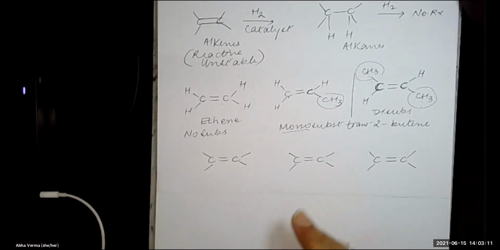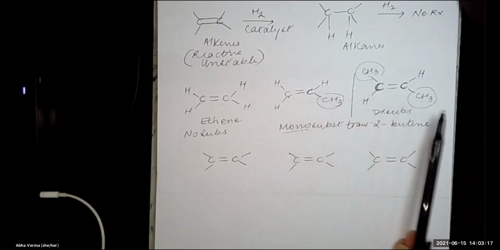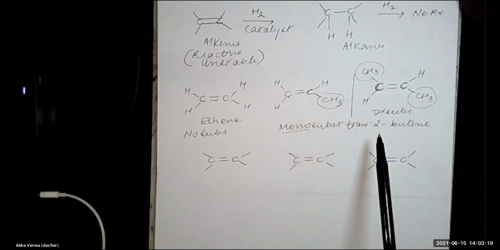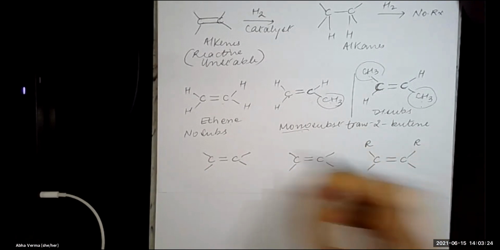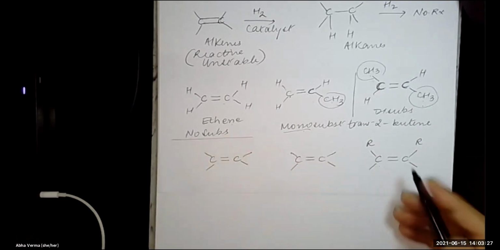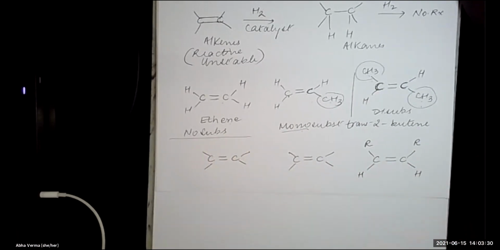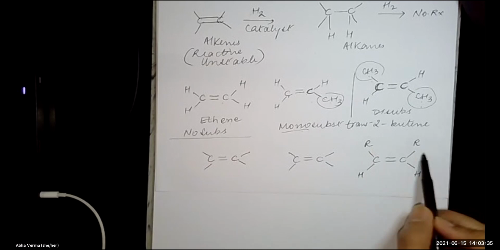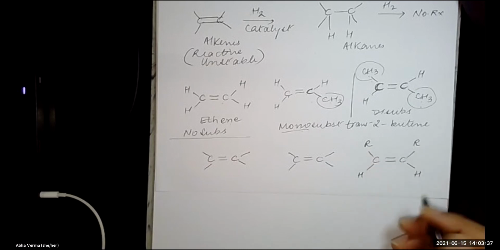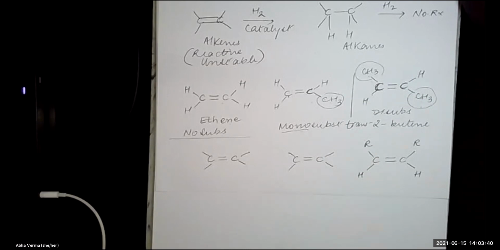let's look at this structure. And I'm going to write R instead of methyl groups. So let's say that I have an R group, a di-substitution like this. On this carbon, this is the priority. On this carbon, this is the priority. So both my priority groups are on the same side. This is a di-substituted alkene. Two of the hydrogens are replaced by alkyl groups.